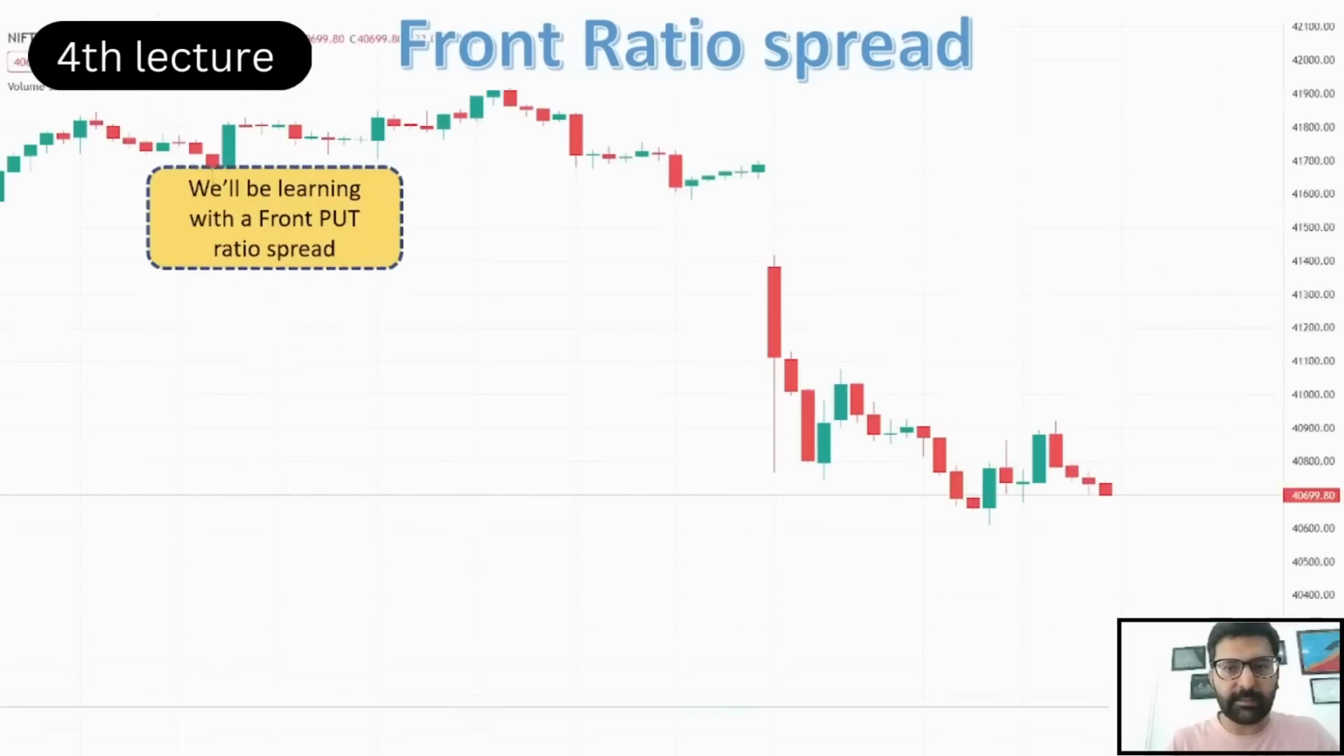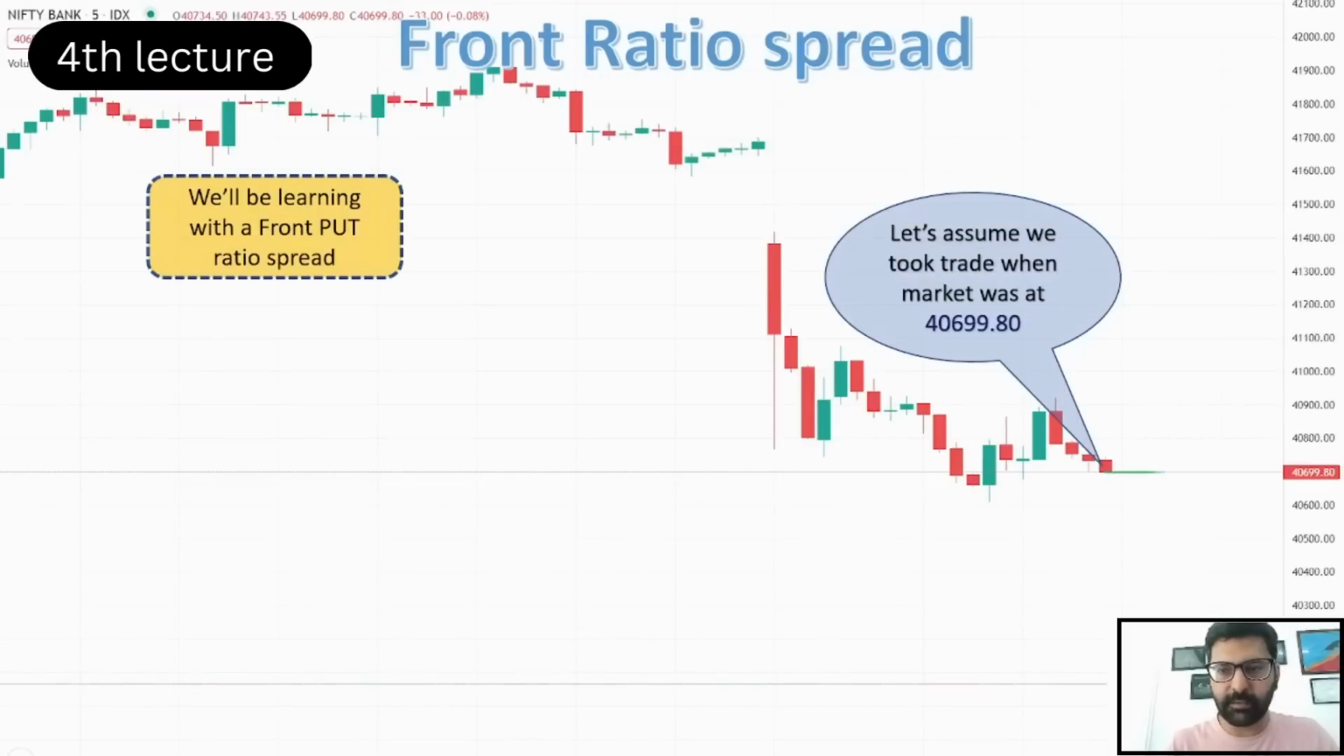So now let's look at how we create a put ratio spread. So let's say the market is trading around 40,700 and our view is that the market is going to go down, but since it's already moved on, it's not going to go down a lot.